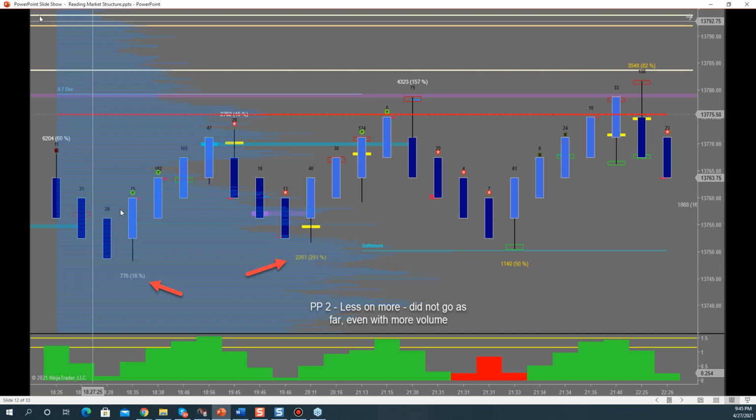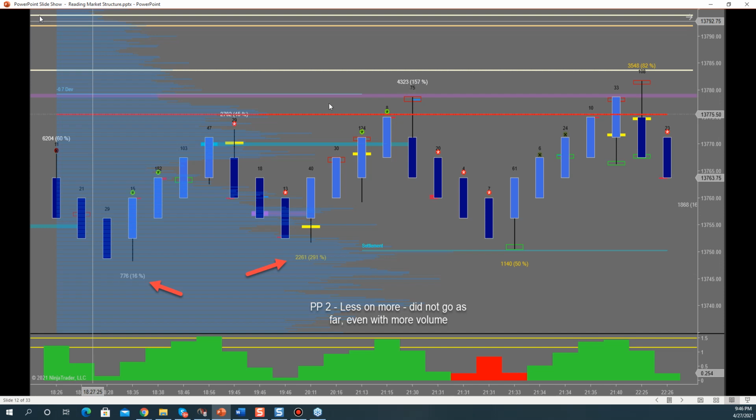Because this was the high here. Now we've got this new high, but what is the number? 157%. See, this push up had 2702. This push up had 43. That's not divergence. That's not a power play 1. That is not more on less. That is nothing. That's convergence. That's what you'd expect. You'd expect higher on more. That is not a power play 1 or 2. Okay, everybody understand that? That is not a power play 1 or 2.